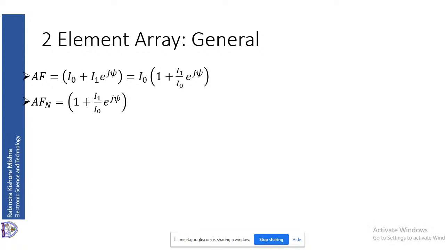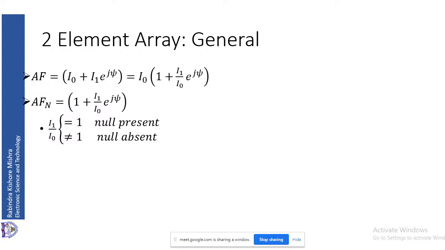What is the normalized array factor? It is the array factor value divided by the maximum of the array factor. So the maximum value will be 1. It will not go greater than 1; it will always be limited to 1. Therefore, the normalized array factor is 1 plus I1 upon I0 exponential j psi.